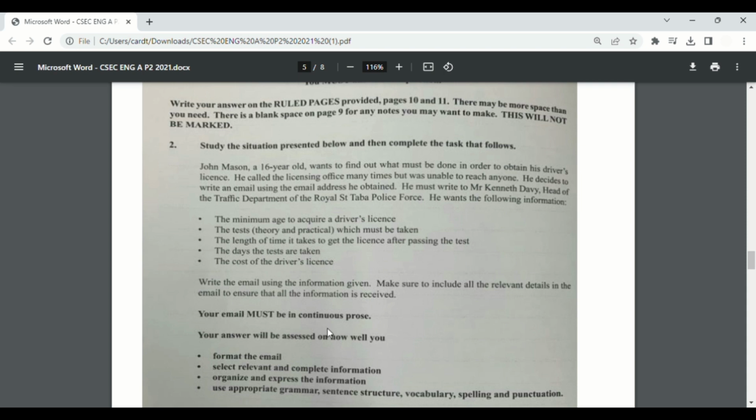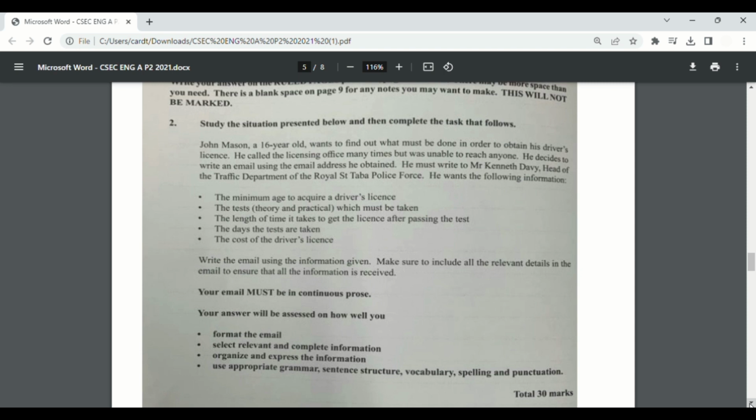Yes, see this word, continuous prose? I'm going to say it again. It means it's supposed to flow like water. Your writing is supposed to flow like water. It's not supposed to be choppy. There's no need for subheadings. Ensure your sentences flow like the Rio Grande River or something like that. Get it to flow like that, right?